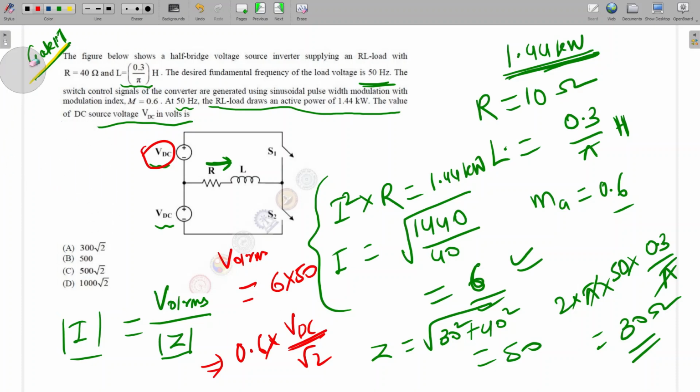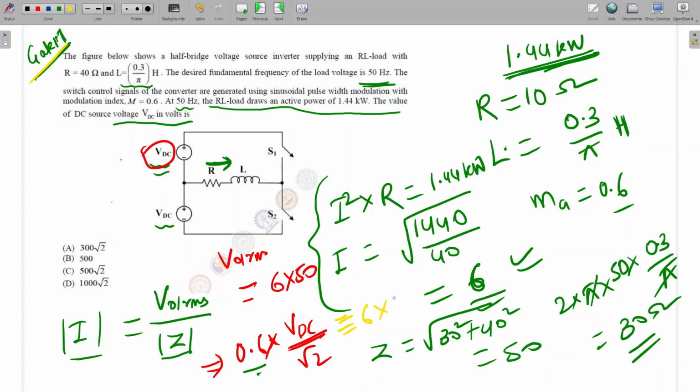So 0.6 into VDC. Here VDC we can take as the capacitor value. If there are two capacitors, each will have VDC by 2, and the source is 2 VDC. So if here it is VDC, then the source will be 2 VDC, and 2 VDC by 2 will be VDC only. I think it will be clear. So 0.6 into VDC by root 2 should be equal to how much?